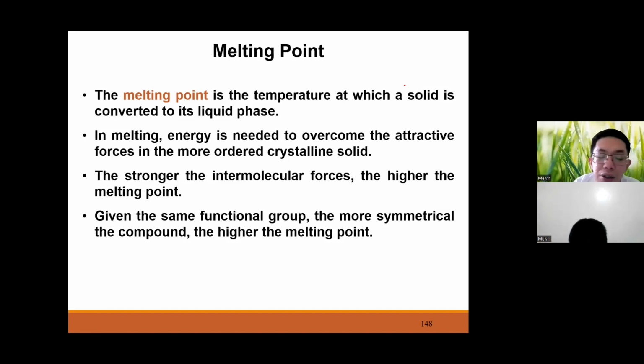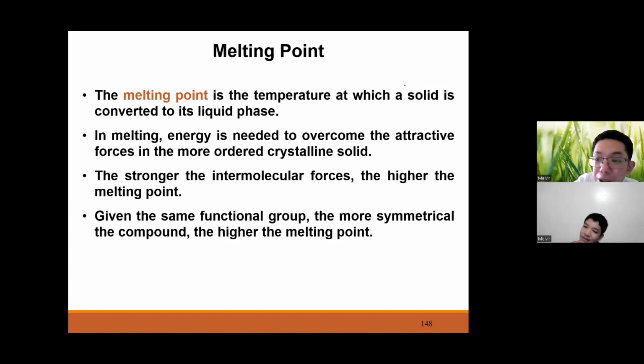So, same thing here. Given the same functional group, there's an additional rule here aside from the one for boiling point. Because this is melting point, Josh, melting point or freezing point, no? When it freezes or melts, so in solid form, what is the effect of symmetry? Given the same functional group, it becomes ordered, right?